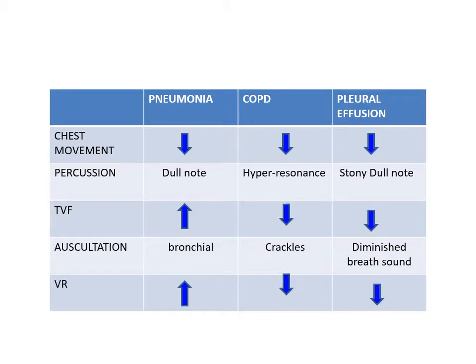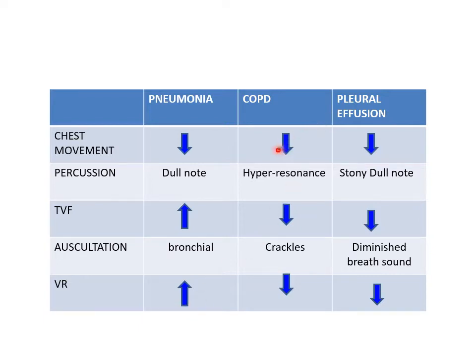When a patient has pneumonia, the chest movement will decrease, and on percussion of the chest we will get a dull note. Tactile vocal fremitus will be increased, and on auscultation, as I said, on the periphery of the lung we should get vesicular breath sound, but here you get bronchial breath sound. And vocal resonance is increased in pneumonia.